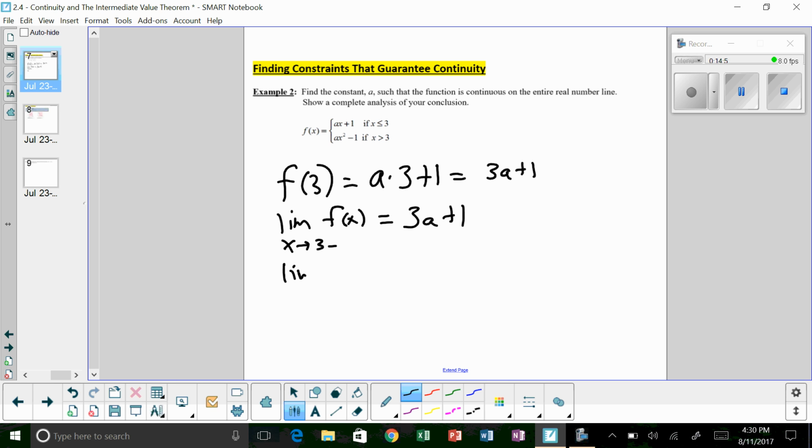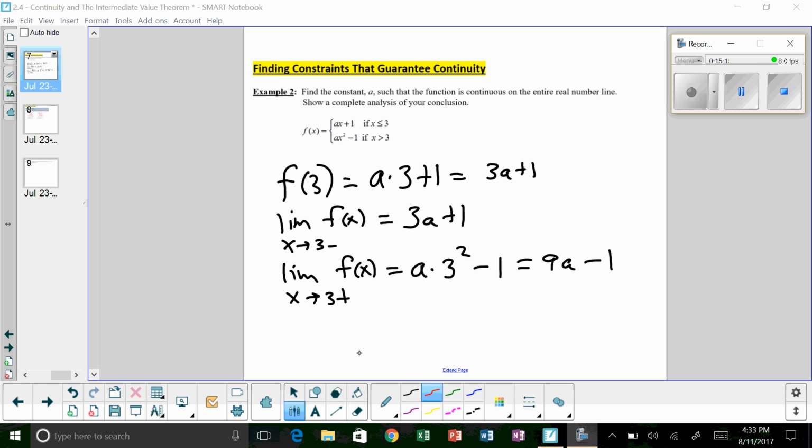The right-hand limit, as x approaches 3 from the right of f of x, is going to be determined by the right-hand function, ax squared minus 1, so that's going to be a times 3 squared minus 1, or 9a minus 1.